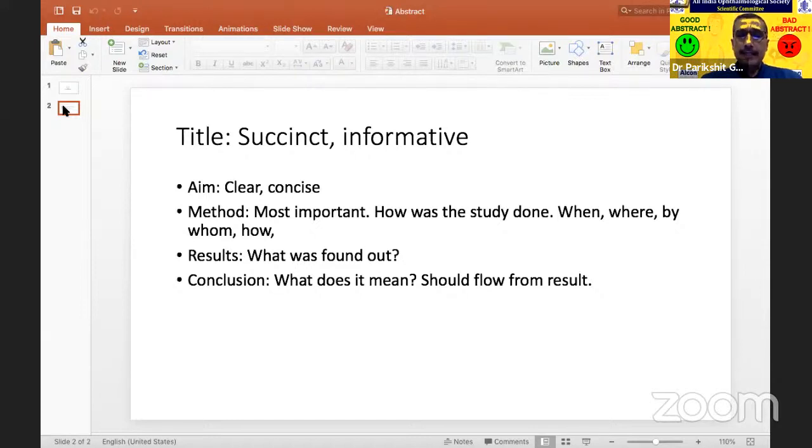But then, as Namrata ma'am said, we should put in things like prospective, or randomized controlled trial, and tell exactly what it is. In fact, for many veterans, what they look at is the methods part of the abstract, because that is the most important one. How was the study done? When was it done? Where was it done? By whom? In which manner? How long was the follow-up, and the loss to follow-up? That is more important than the result which says what was found.